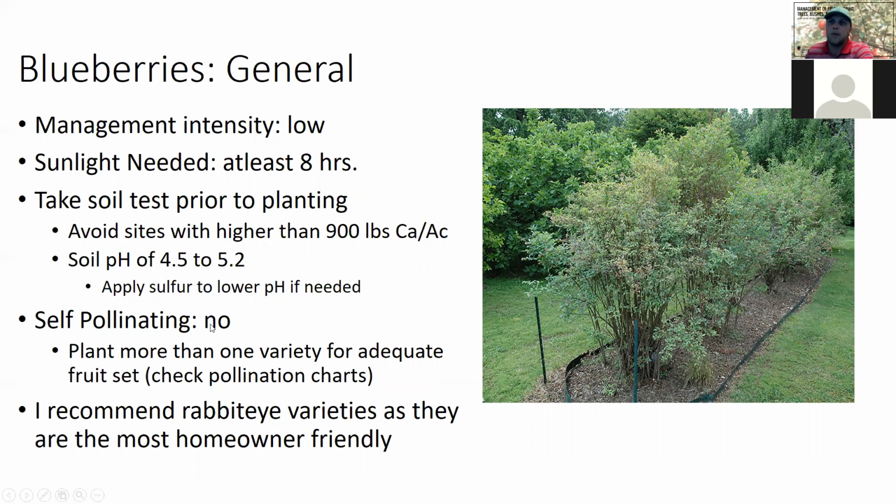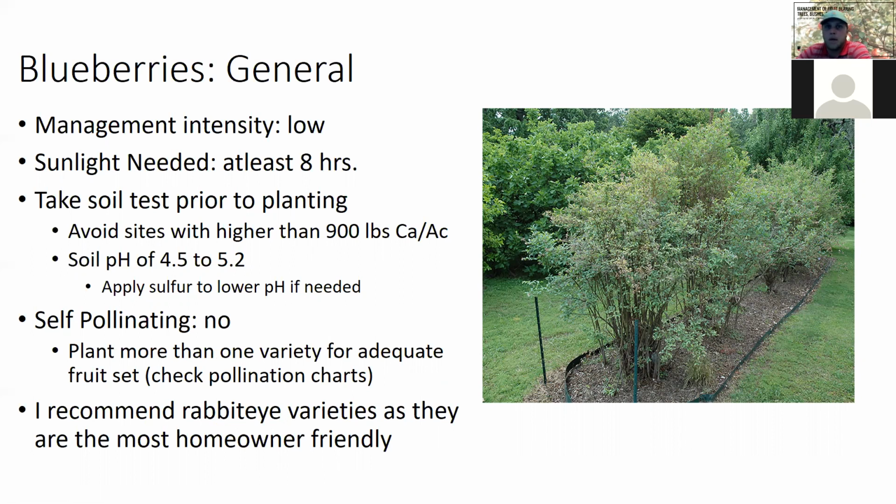Self-pollinating, I put no here, which is kind of misleading. You can plant just one blueberry plant and it will flower and put off some fruit. I say some, but to have really good fruit, a good fruit set and an ample amount of fruit, you really need to plant more than one blueberry plant, meaning the same as apples.